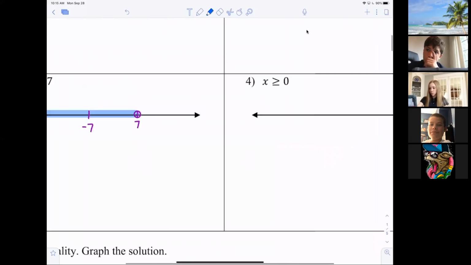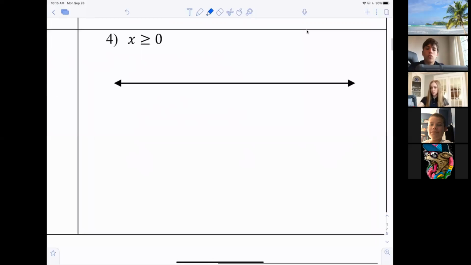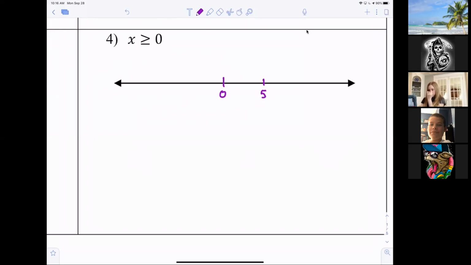All right, so let's knock out number 4. Uh-oh. Is there an opposite of 0? No. So I could just come over here and say, okay, I'm just going to put 5. If you wanted to, could you put 3? Yeah. Could you put 10? Do I care? No, it's just to make sure your numbers are in the right spot. So because it's greater than or equal to, is it solid or is it open? Solid. Going in which direction, please? To the right.